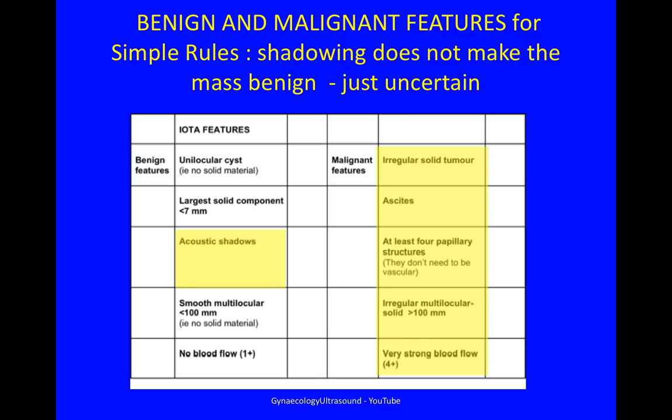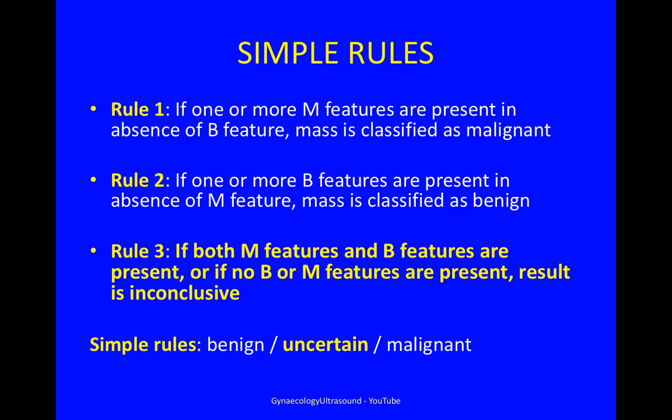Be careful with benign features. If you have 1 or more malignant features, but you also have shadowing, which is a benign feature, that doesn't make the mass benign, it just makes it uncertain. Where there are both malignant and benign features or neither, the result is inconclusive. So in this case, you cannot say whether the mass is benign or malignant, it is uncertain.